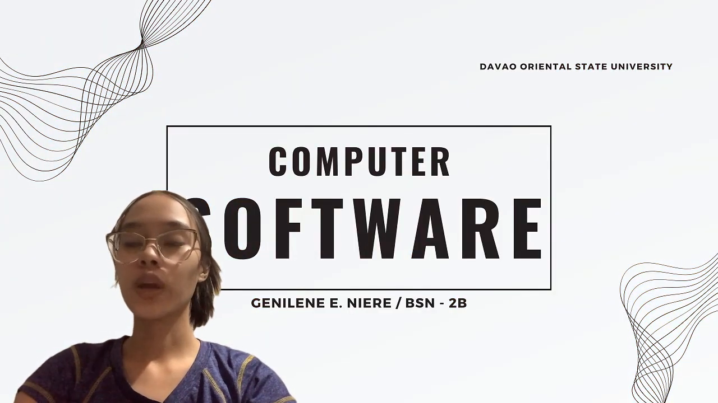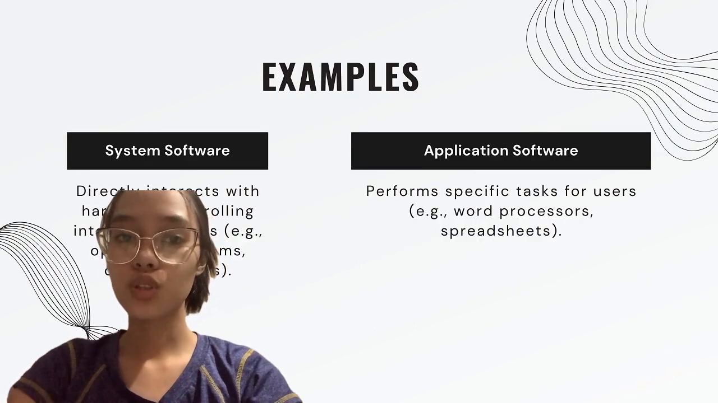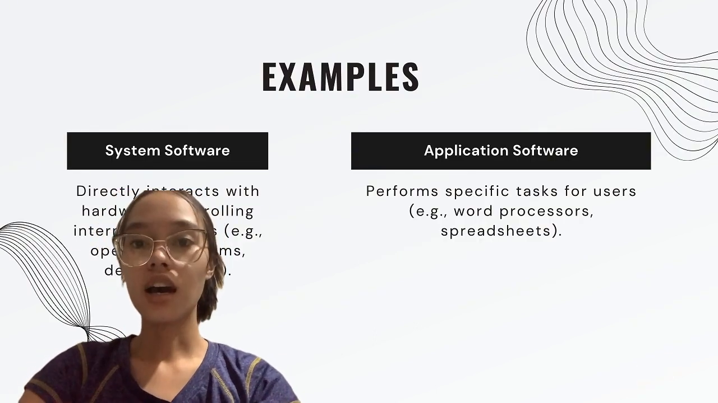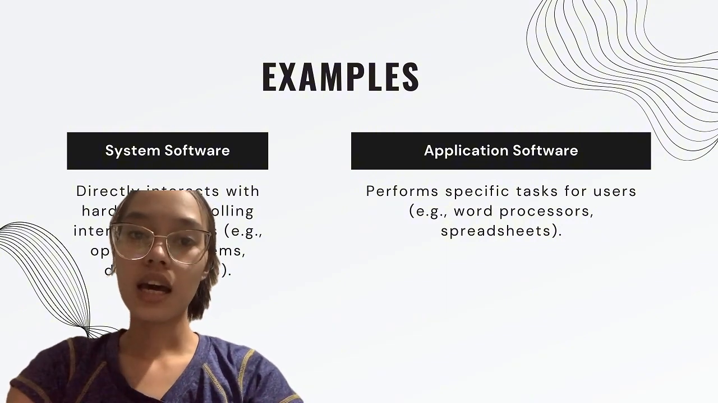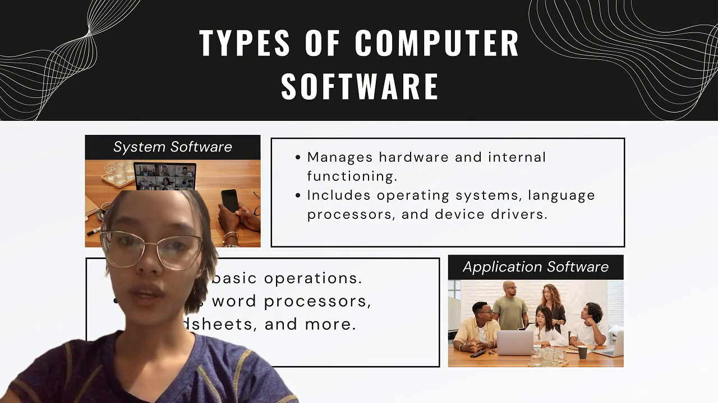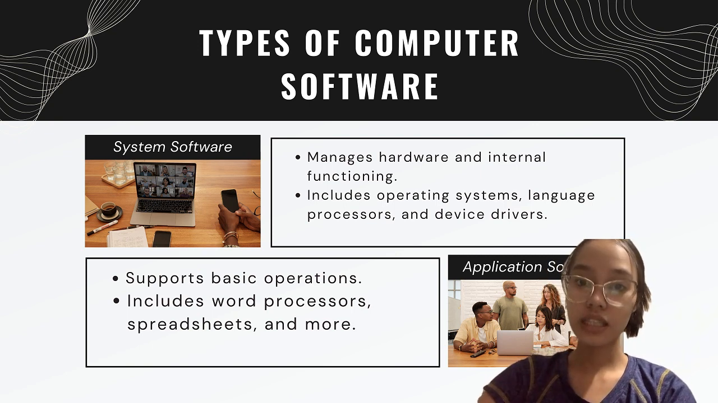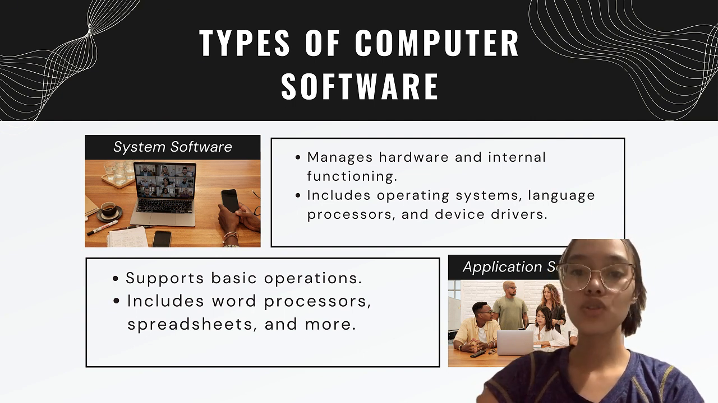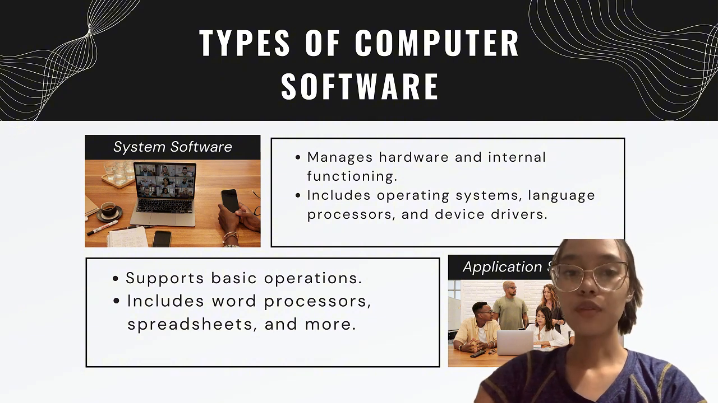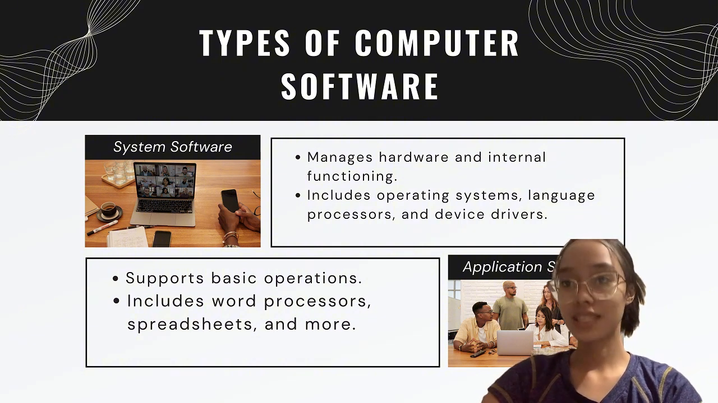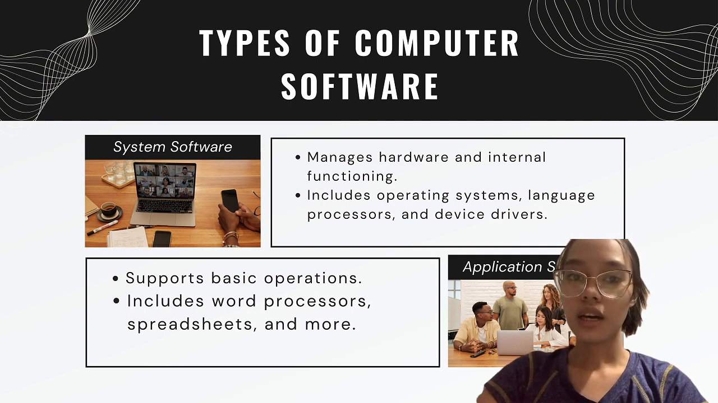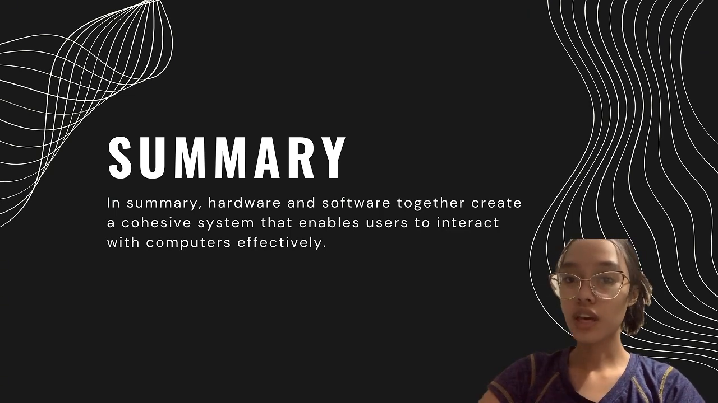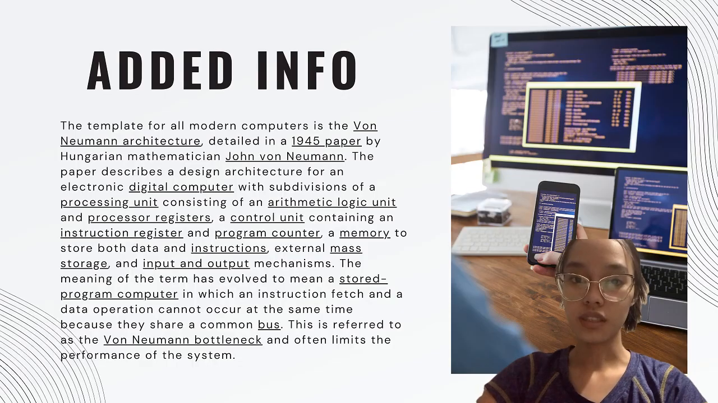For the computer software, it comprises a collection of instructions, procedures, and documentation that performs various tasks on a computer. It has two types, system software and application software. System software directly interacts with hardware, controlling internal functions. This includes operating systems, language processors, and device drivers. Then the application software performs specific tasks for users. It includes word processors, spreadsheets, and more. In summary, hardware and software together create a cohesive system that enables users to interact with computers effectively.